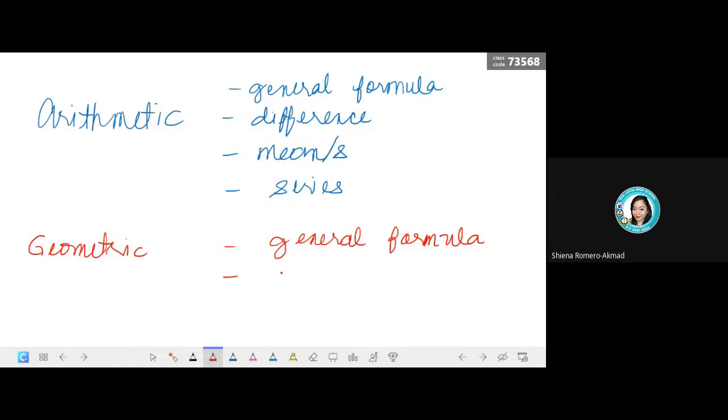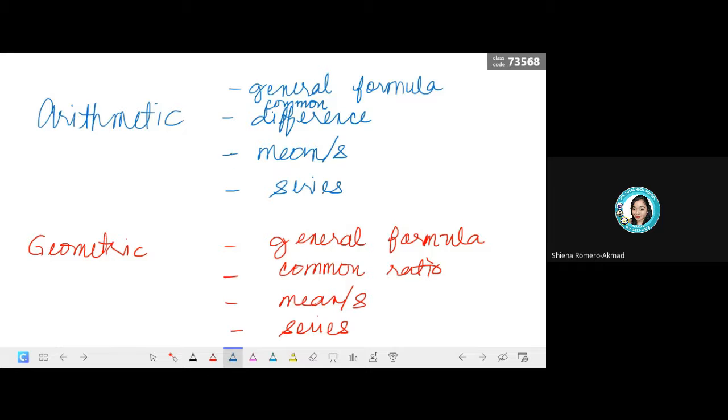General formula. And of course, the common ratio. Meron tayong mean or means. And meron tayong series. Ito, common difference. Hindi ko na isulat si common.